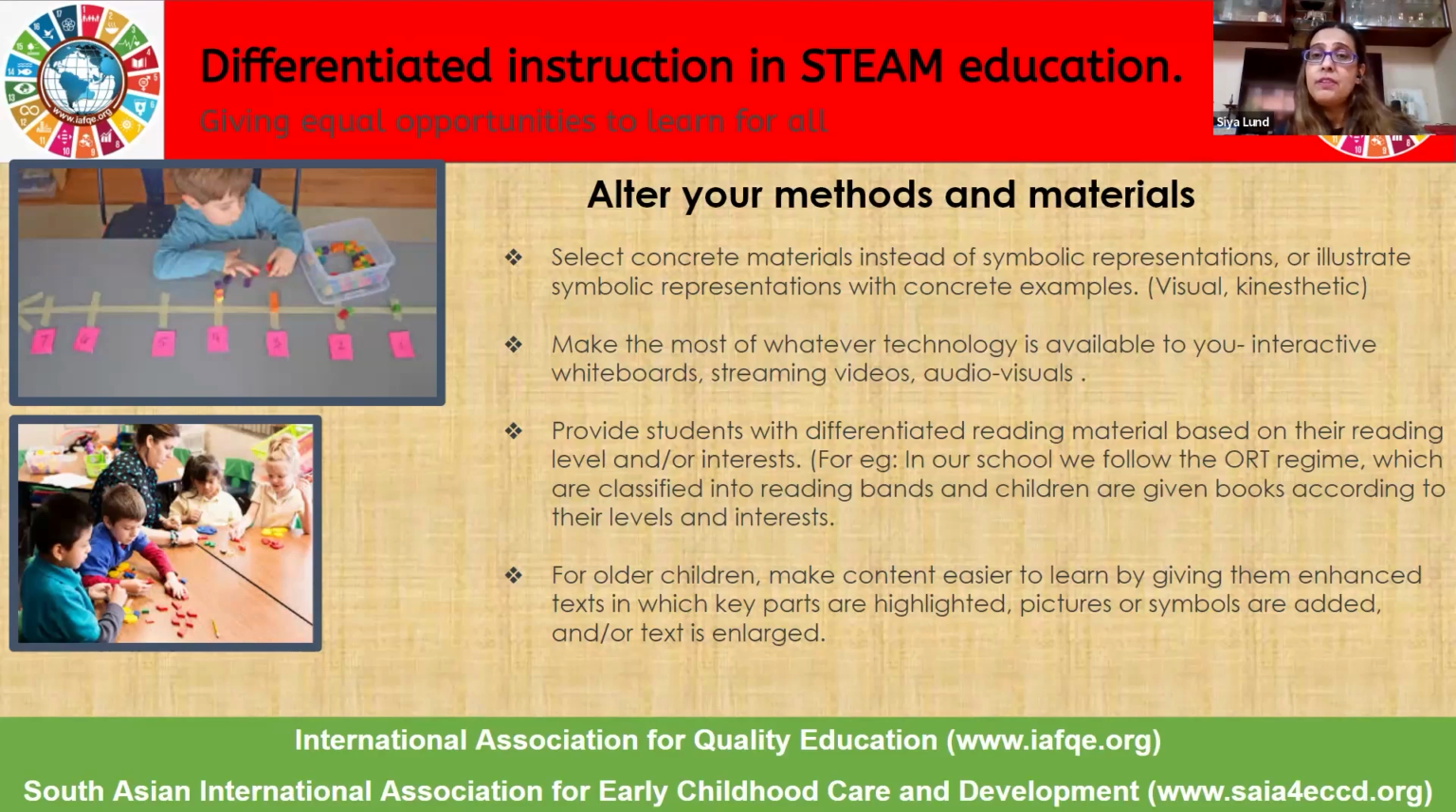Providing students with differentiated reading material based on their levels or interests. So if there are reading learners and writing learners in the class, especially for us, we use the ORT regime, and ORT is the Oxford Reading Tree books. They have book bands. They're reading bands starting from level 1 books without words, and right up to, I think, level 16 or 17. So they are all different categories of what children can read.